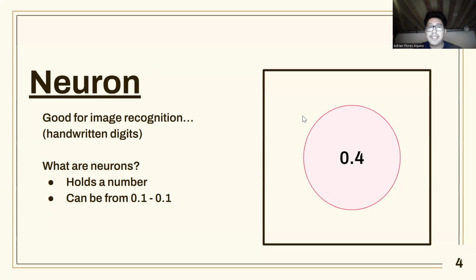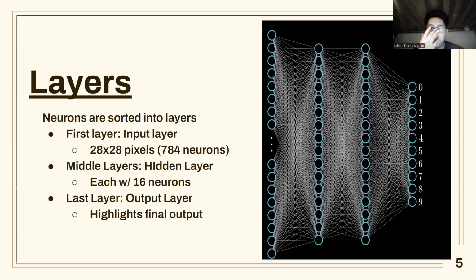When doing the image recognition, this depends on how big the image is. The example that I'm using is going to be 28 by 28 pixels. So it's going to have 28 rows and 28 columns, and each little cell in there would contain a neuron, which I'll be talking about in a bit.